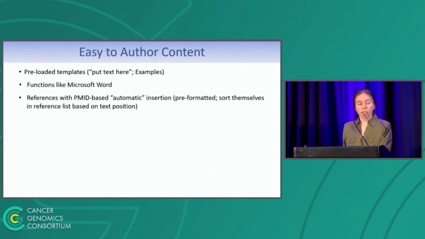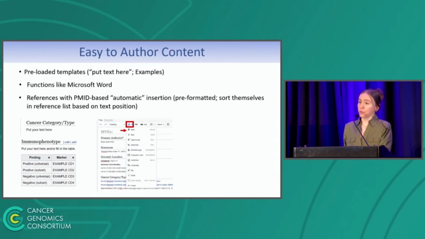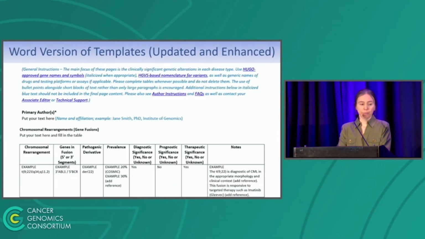We want to make it easy to author content, so we have preloaded templates. Put your text here, examples. It functions like Microsoft Word so that you can put bolding, etc. And then referencing is very easy. You just have a PMID and you can auto-insert and it will pre-sort and pre-format all the references. We have a Word version of these templates as well as a separate document, and a lot of times people like to work in this. For example, trainees working with their mentors, going back and forth, and then when they're happy with it, they copy the content and insert references just using the PMIDs.